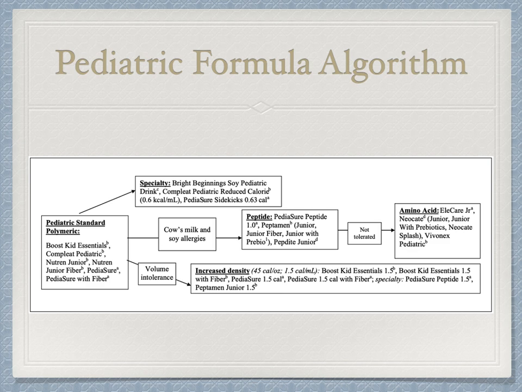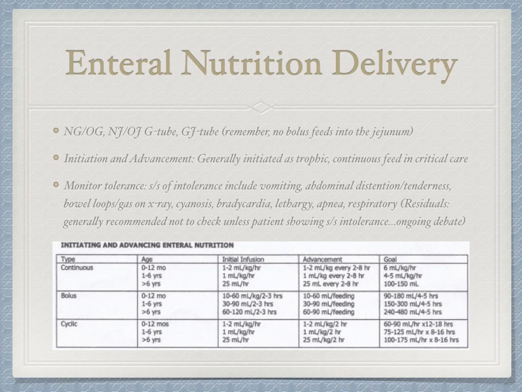If the child requires a renal formula and they are a little too big for using, say, the RCF or the Similac PM 60/40, we will look at using NovaSource and possibly dilute it down if we need to improve the tolerance of a 2 cal per mL formula. Now we're going to move on to enteral nutrition delivery.